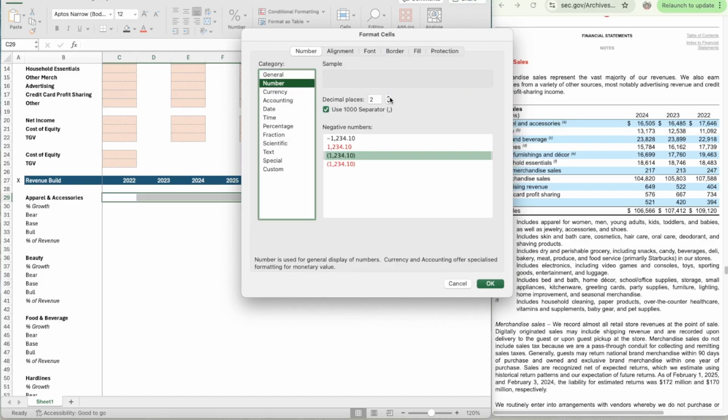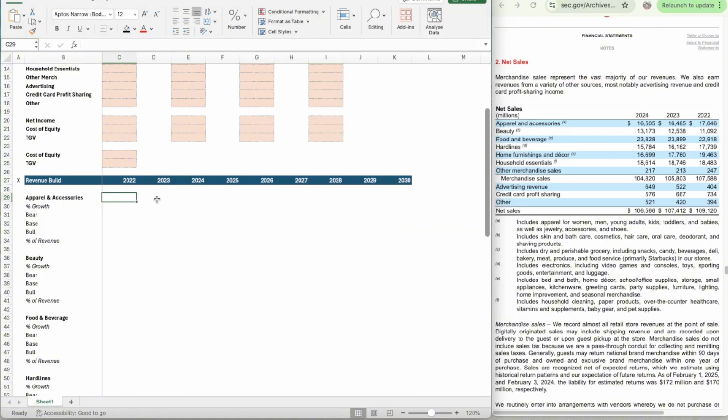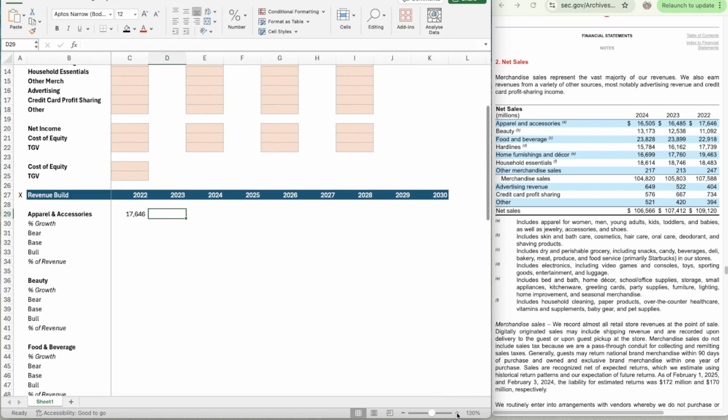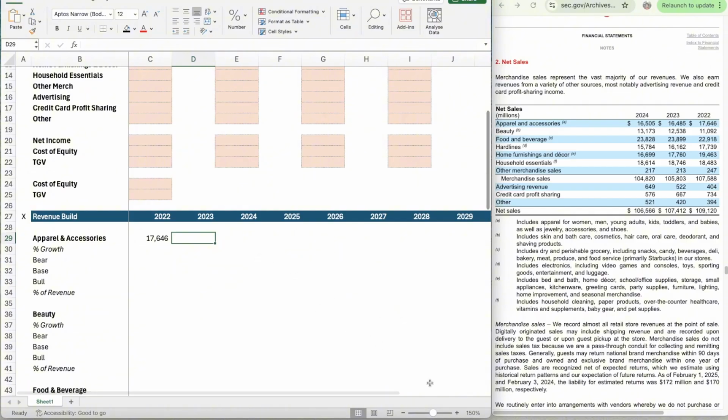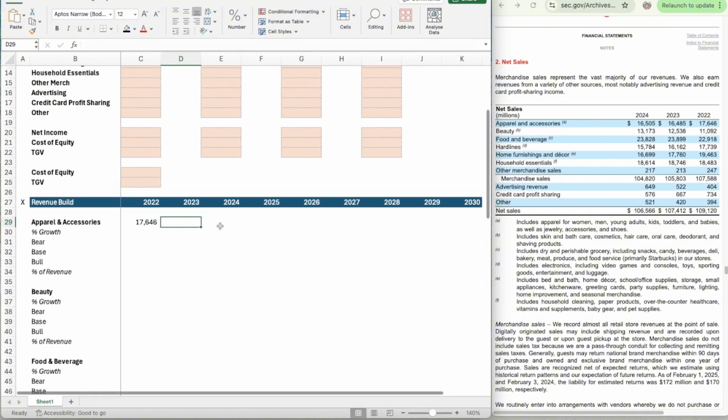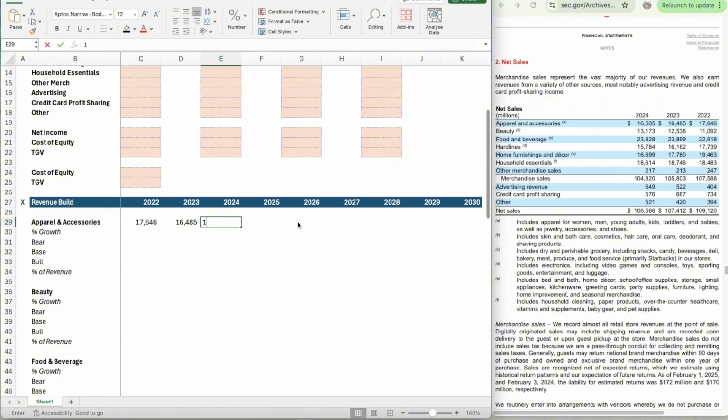Number, 1,000 separator, perfect. We don't want that. Okay, let's go. 17,646. Seventeen six four six. 16,485. 16,505.